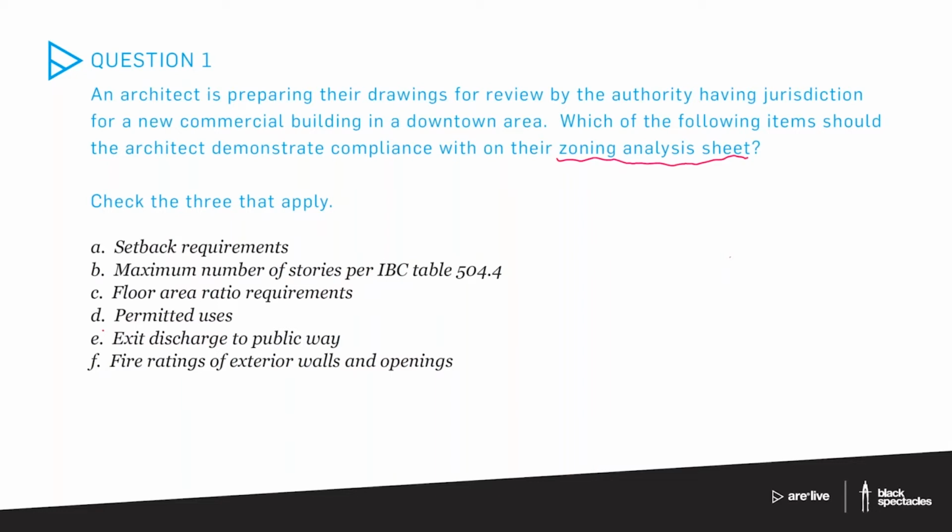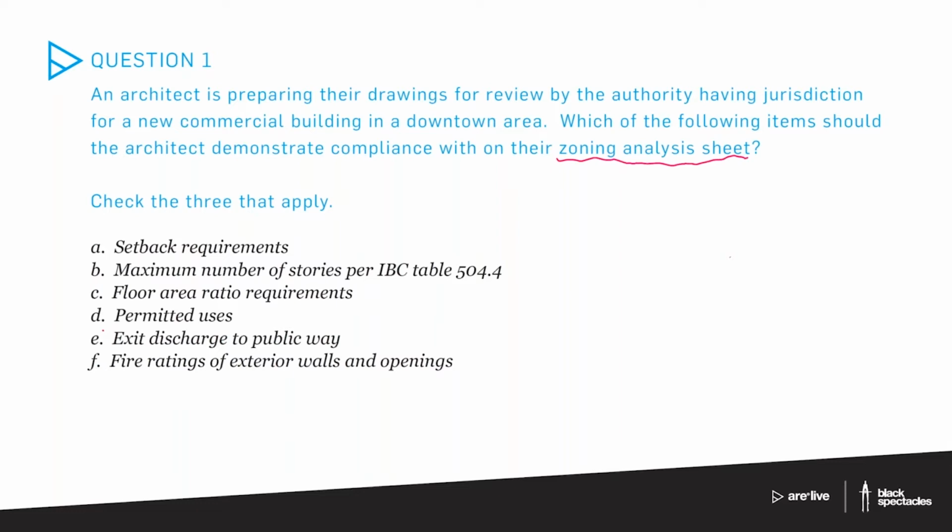So with that background, let's take a look at our choices, remembering that this is a check the three that apply question. Now, I know some of you might know the answer to this question without really having to analyze it, and that's fantastic. But we're going to go through this question assuming you have a general idea of what zoning governs, but you're not quite sure about every single answer choice that's listed here. And let's just go through these in reverse order. It doesn't really matter what order we go through them in. So starting with choice F, the fire rating of exterior walls and openings.